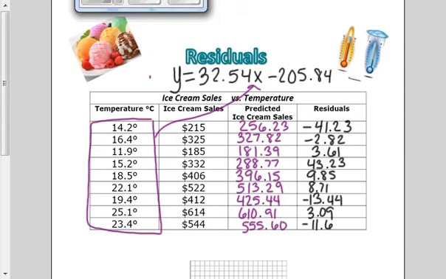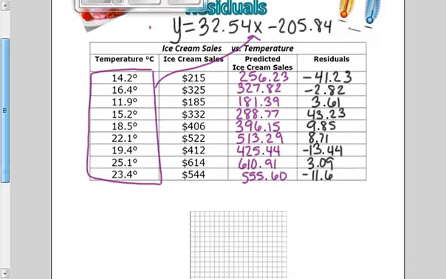Like I said before, some of our predicted ice cream sales were above or below the initial ones. Since this is with the calculator, it's going to be pretty accurate, and if our line of best fit is pretty accurate, you're going to have about the same amount of negative residuals as you do positive. And here we have 4 negative and 5 positive, so our line of best fit is really good for this set of data.